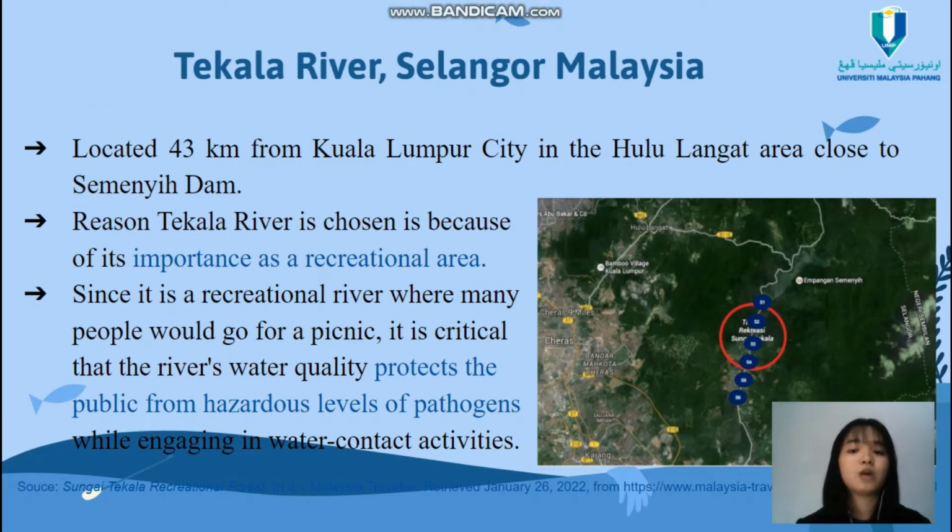Tekala River, Selangor, Malaysia is located 43 km from Kuala Lumpur City in the Hulu Langat area close to the Semenyih Dam. The reason Tekala River is chosen is because of its importance as a recreational area. Since it is a recreational river where many people will go for a picnic, it is critical that the river water quality protects the public from hazardous levels of pathogens while engaging in water contact activities.